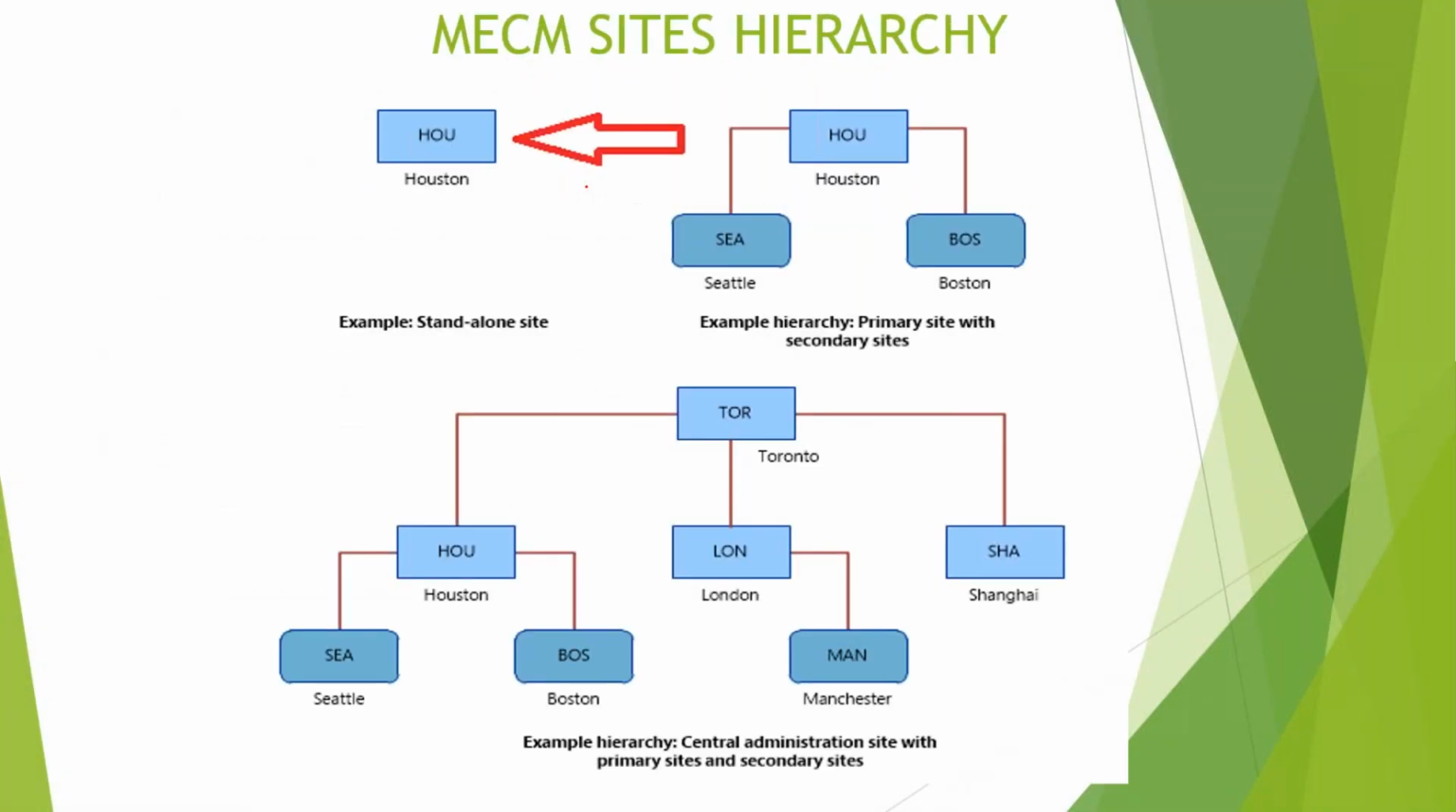Now, the architecture. There are three types of architecture we design for SCCM. For small size companies, we just put one single primary site, which will manage all the devices. For example, Houston has 5,000 devices, so we'll install one single primary site, a standalone primary site, and that will manage all the 5,000 computers in Houston.